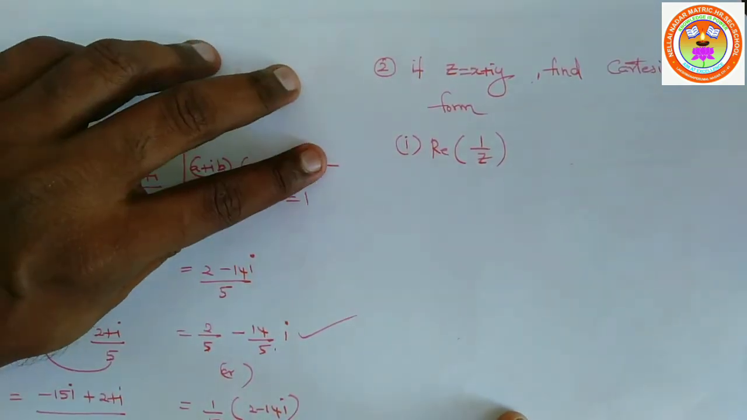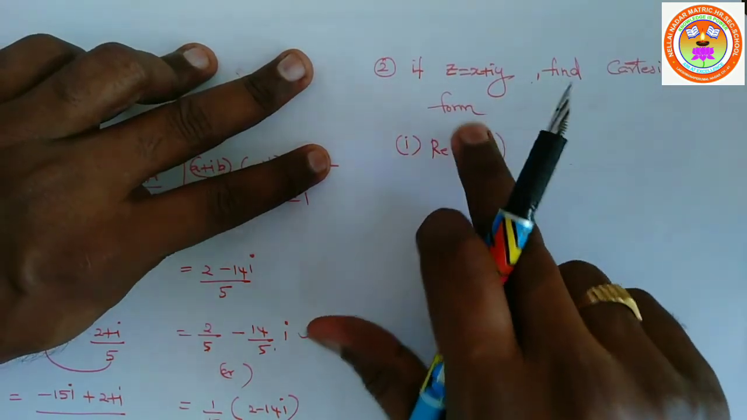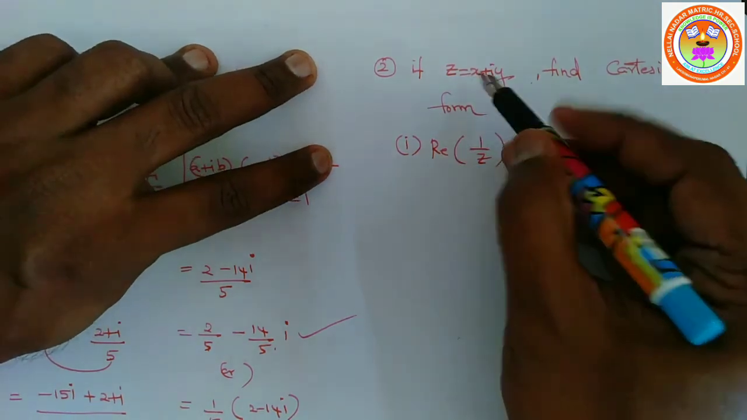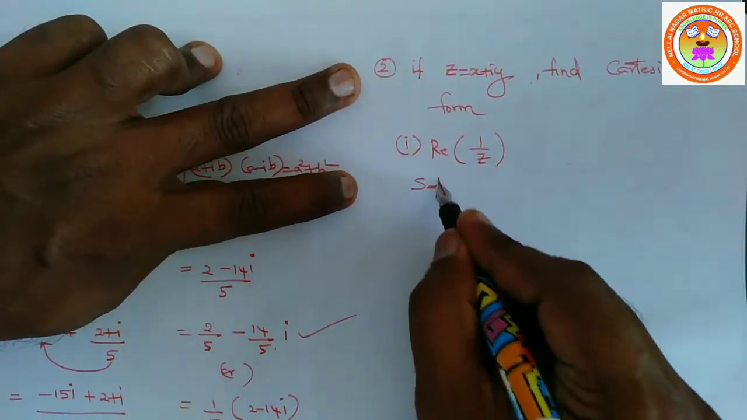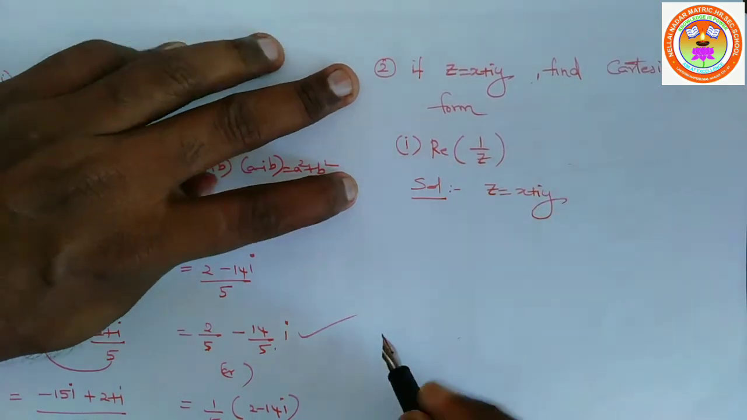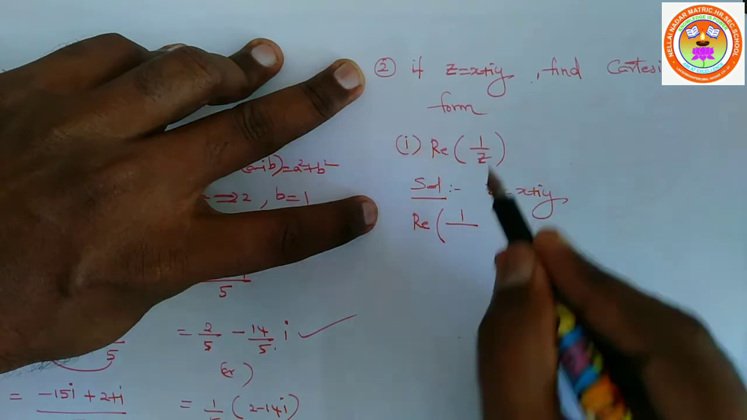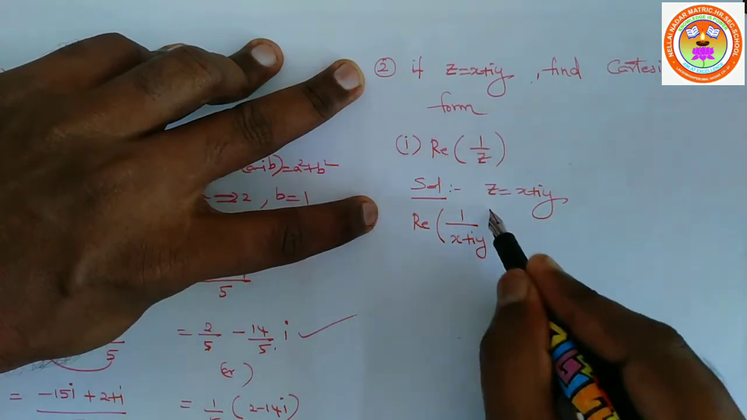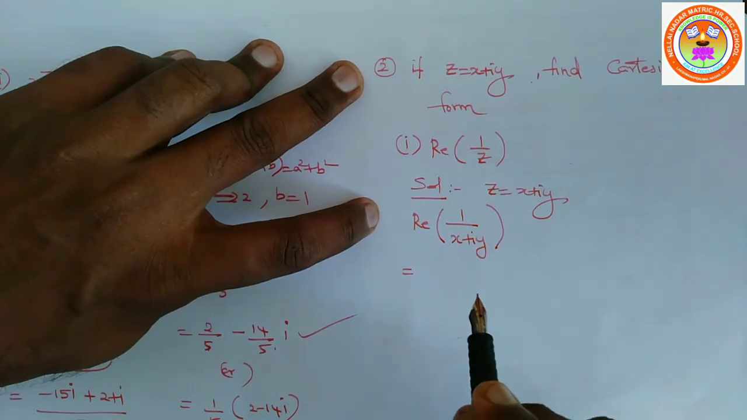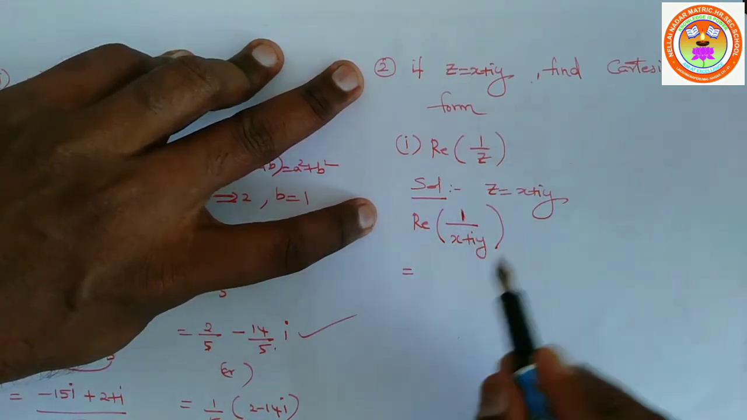Second sum: if z is equal to x plus iy, find the Cartesian form of the real part of 1 by z. I need to find the real part of 1 by z. They have given z. Solution: z is equal to x plus iy. So apply here. Real part of 1 by, what is z? x plus iy. I have told you previously, a complex number should not be present in the denominator. This is also a complex number, 1 over x plus iy.